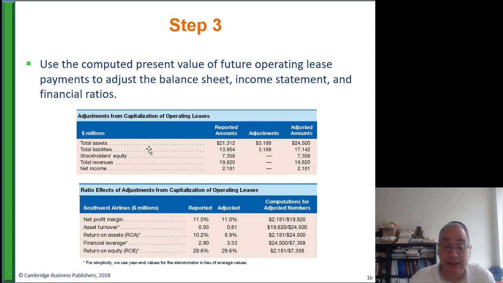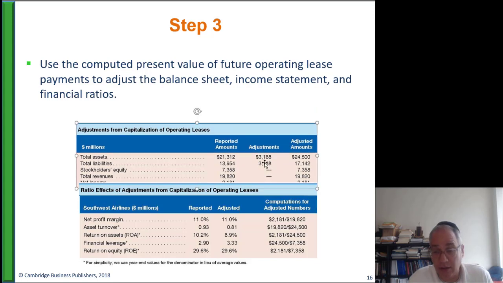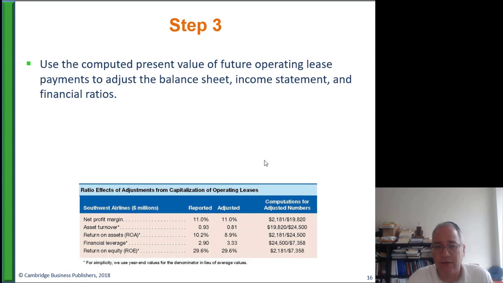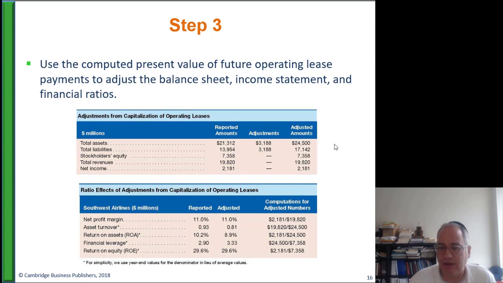So here are our assets, liabilities, stockholders' equity, revenues, and income. And we're going to add this adjustment here of 3188. Sorry about that. And now we have a revised balance sheet, or sandbox. And this gives us a better picture of what's going on with the company's financial leverage. Here you can see how the numbers change.